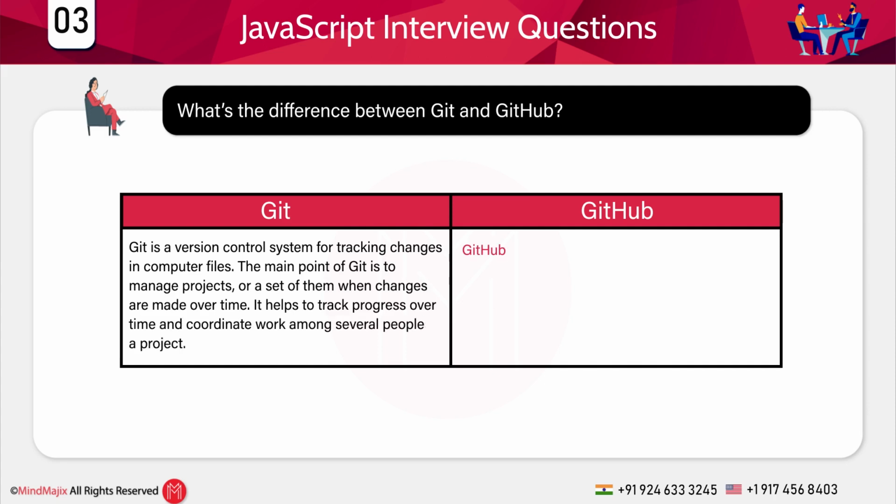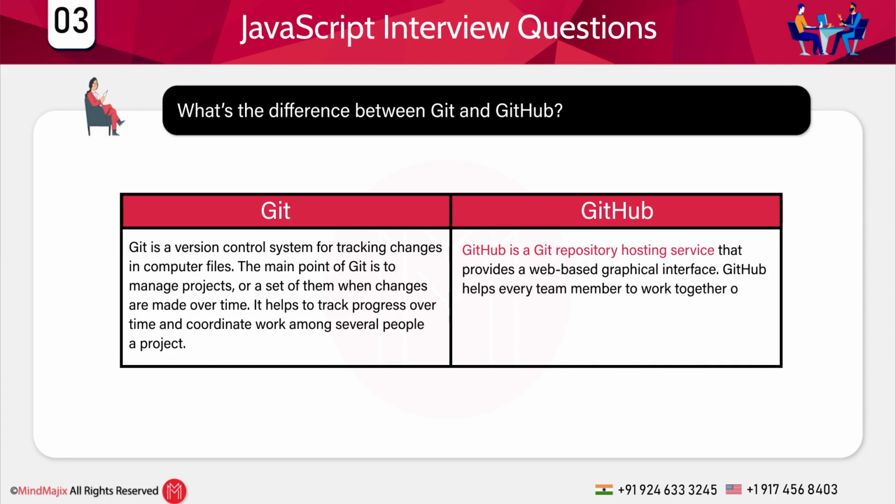GitHub is a Git repository hosting service. So Git is a version control system where all the files are stored, and GitHub is a Git repository hosting service that provides a web-based graphical interface. GitHub helps every team member to work together on the project from anywhere, making collaboration very easy.